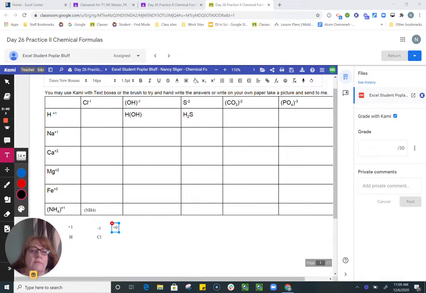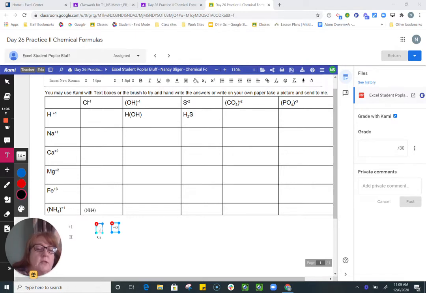So the way to write formulas is that these ion charges have to equal zero, and you sometimes have to have more than one unit of an atom or a polyatomic ion to get the charges to equal zero. And when everything equals zero, that's when you know you have your correct formula. The positive ions are always written before the negative anions.